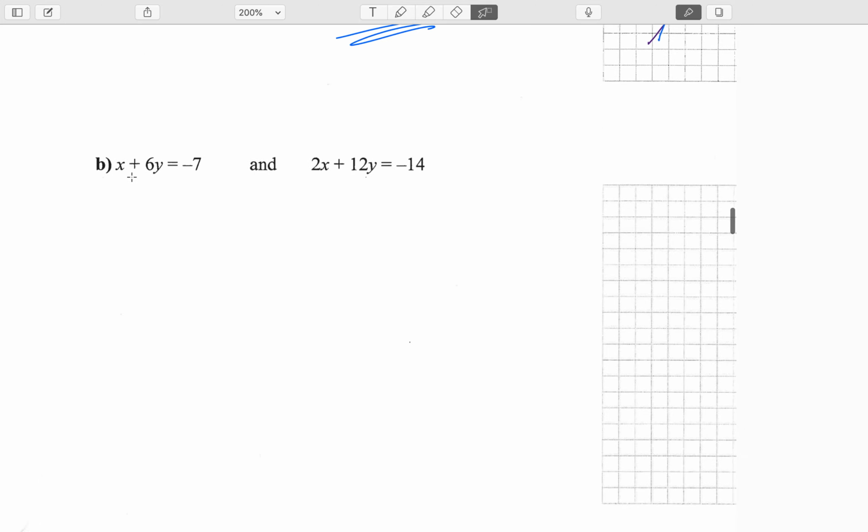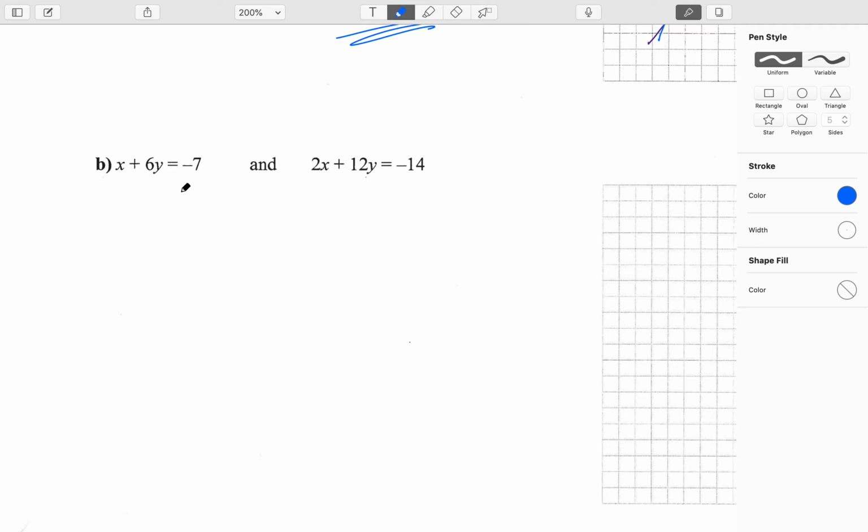How about this one? We're going to have to rearrange here, right? So 6y is equal to minus x minus 7. I'm just going to move that x over. Now, if I divide by 6, divide by 6, divide by 6, ooh, this is not very good, is it? y is equal to negative 1/6 x minus 7/6. Not a very nice number.